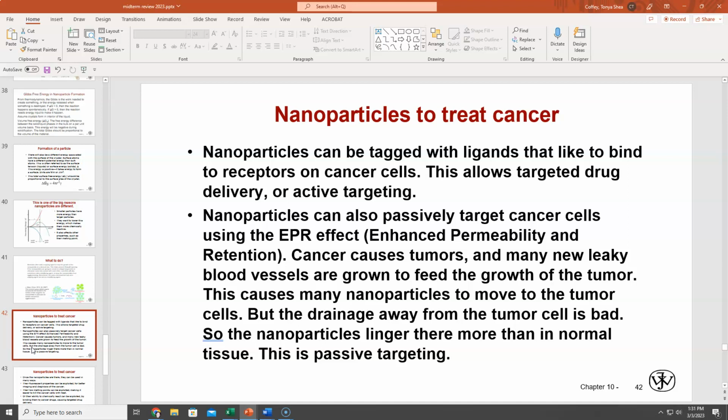Cancer causes tumors, and a lot of those tumor cells act like leaky things. So they have these leaky blood vessels that are grown to feed the growth of the tumor. They're leaky because they're put together so quickly and so randomly, okay? This causes the nanoparticles to move to the tumor cells, but the drainage away from the tumor cell is bad. It's like having a clog in the drain. So stuff gets in, but stuff doesn't get out. So the nanoparticles are going to linger there more than they do in normal tissue, and that's the passive targeting that I'm talking about.